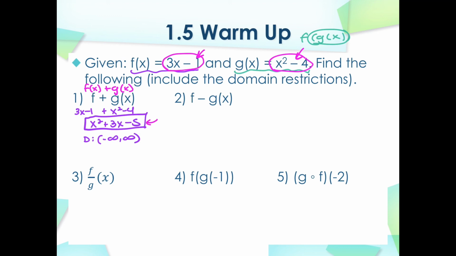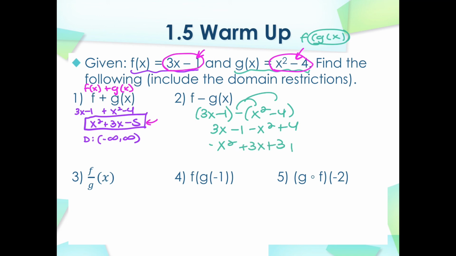Number 2 says f minus g of x. So now we're doing f, which is 3x minus 1, minus g, which is x squared minus 4. This minus is going to go to both. 3x minus 1 minus x squared plus 4. And you can rearrange that, negative x squared plus 3x plus 3. And the domain on that, negative infinity to positive infinity.